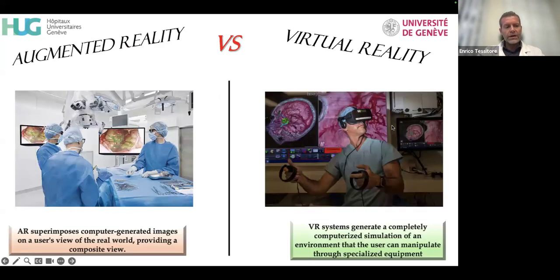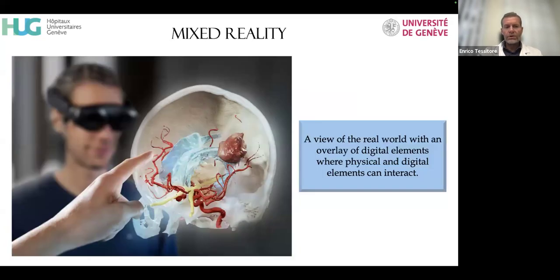Augmented reality is where a computer-generated image is superimposed on the surgeon's view of the real world, providing a composite view. While virtual reality is where the computer generates a simulation of a true environment that the user can manipulate with the help of specific tools. Today in spine surgery, we often talk about mixed reality, where the digital and physical elements coexist, and that can be manipulated in some way by the surgeon.